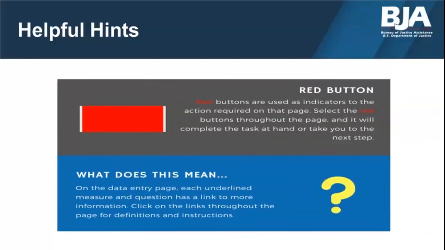Red buttons are used as indicators that action is required on that page. Selecting red buttons throughout the page will complete the task at hand or take you to the next step. On the data entry page, each underlined measure and question has a link to more information. Click on those links throughout for definitions and instructions.